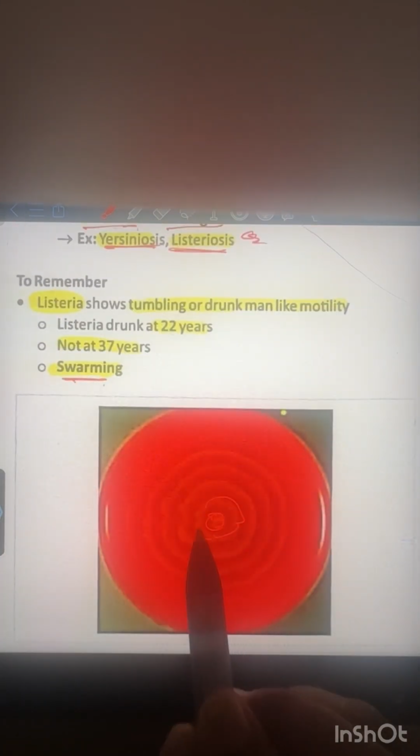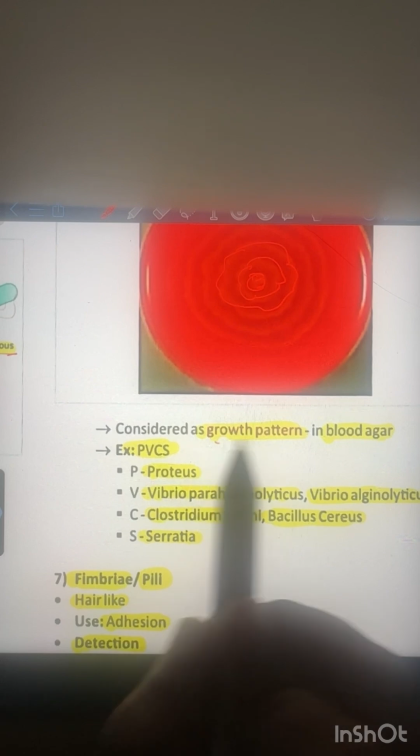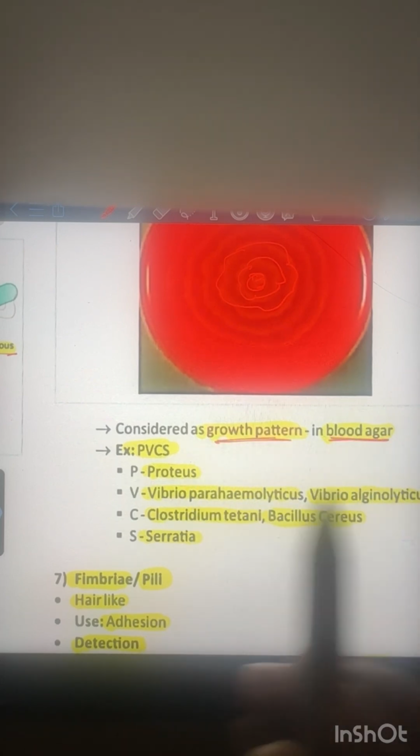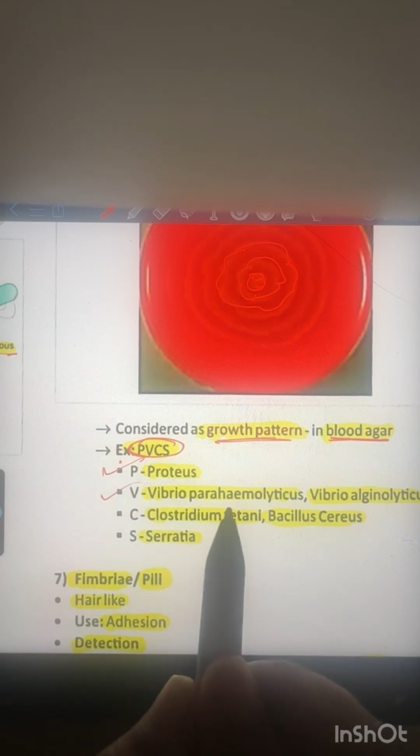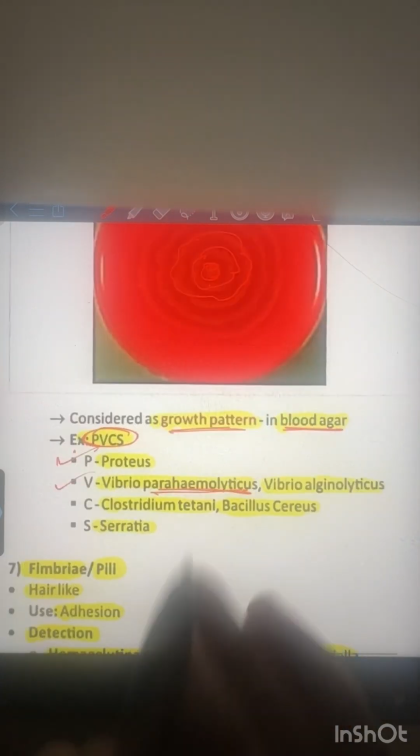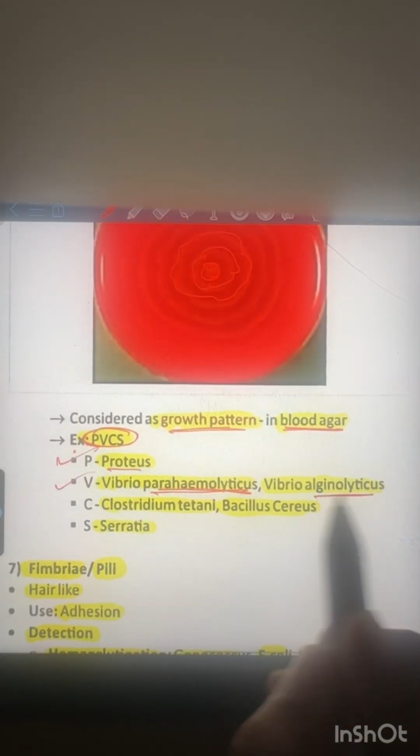Where do you see swarming motility? There is a very famous mnemonic that I have taught you, and that mnemonic goes by the name of PVCs. Guys, what is PVCs? Let's quickly make a quick overview of it. Number one, swarming is very famous for Proteus. Then VP. What is VP? Vibrio parahaemolyticus. In fact, one more Vibrio can show you this, and that is going to be Vibrio alginolyticus. So the V-words show you.